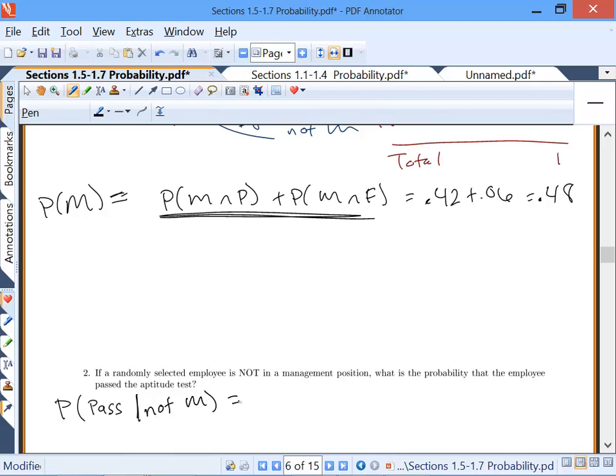Remember I've told you, if you don't know, let's just start by writing out the formula. So we need the probability of the intersection that they pass and they are not management, over the total probability that they are not management. The reason we want the tree is our original problem did not give us any one of those probabilities. But with our tree diagram, we now know enough that we can find each of these. So look back up at your tree.